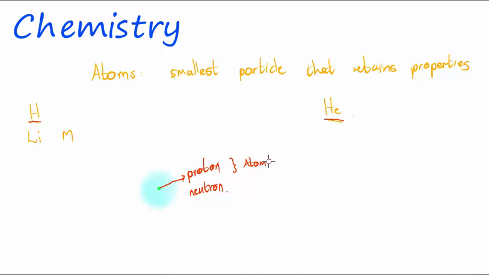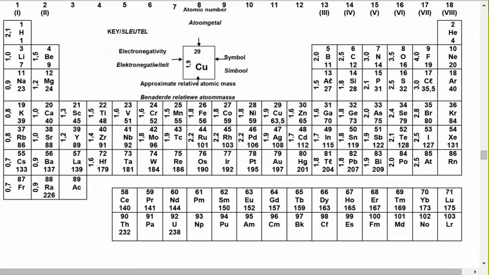The protons are what we call the atomic number. Since every element has a unique number of protons, that's what makes hydrogen hydrogen, because it has one. Helium is helium because it has 2 protons. That's called the atomic number. So the atomic number tells us the number of protons. If we look on our periodic table, hydrogen has 1, helium has 2, lithium has 3, boron has 5, and beryllium has 4.